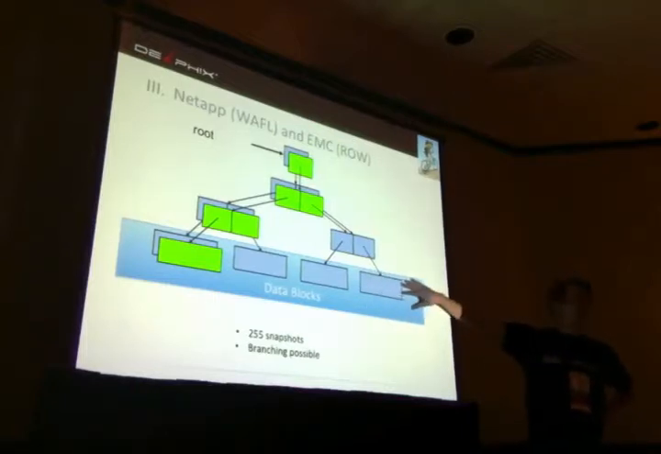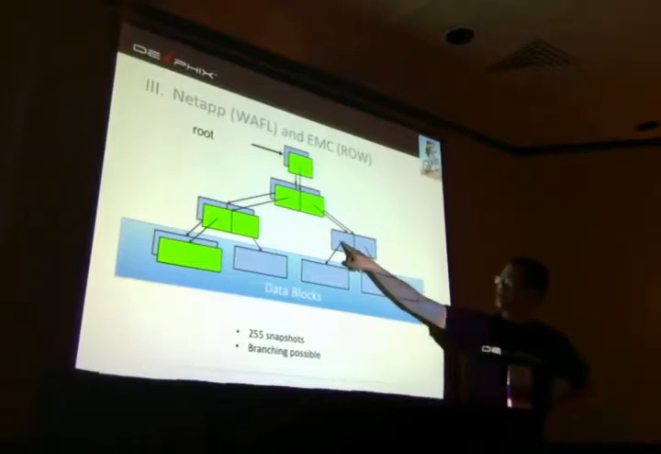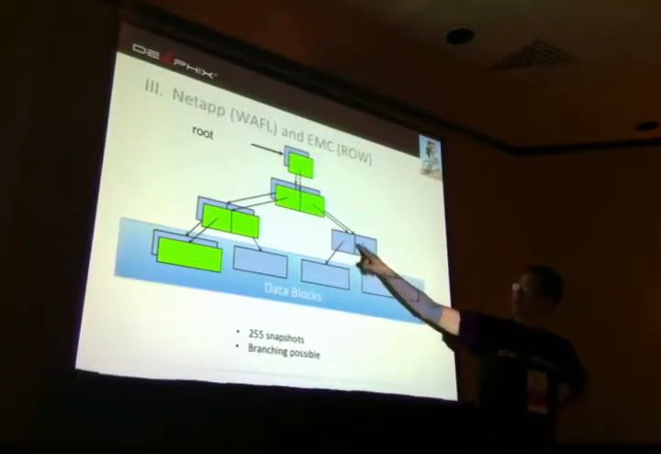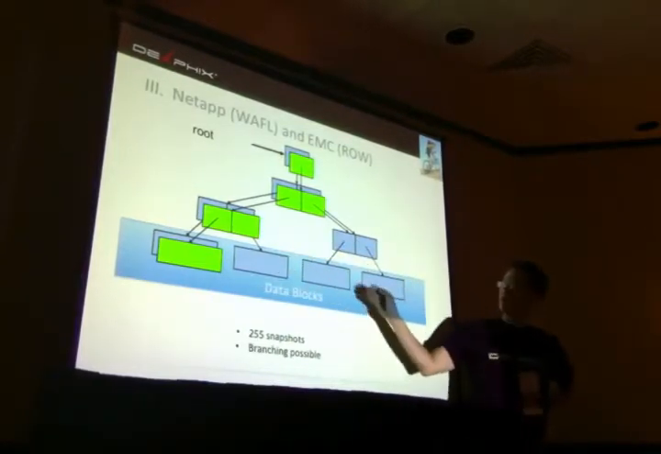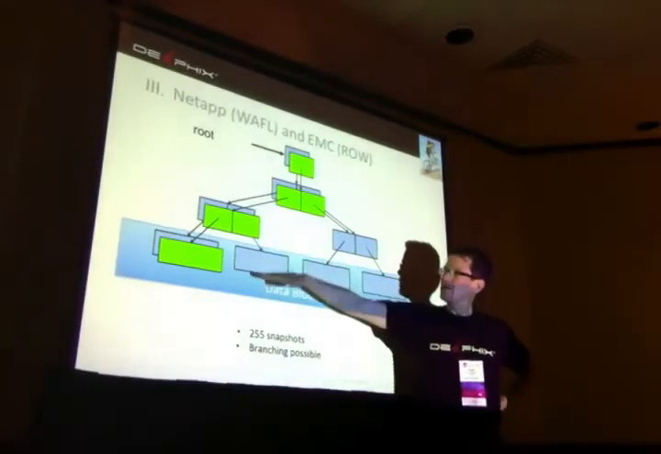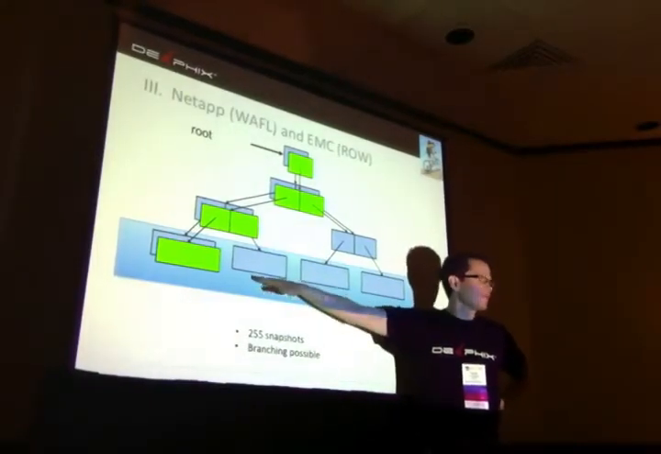We have a bunch of data blocks. It's almost like an Oracle index, like the leaf nodes. And these are like the branch metadata that describes where the leaf nodes are. So this metadata describes where on disk the blocks are that make up a file.